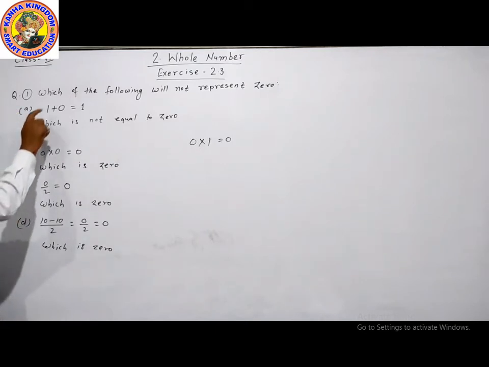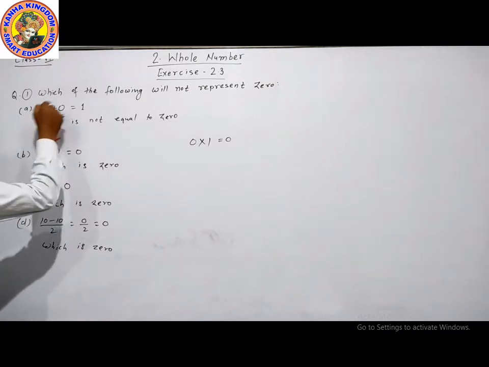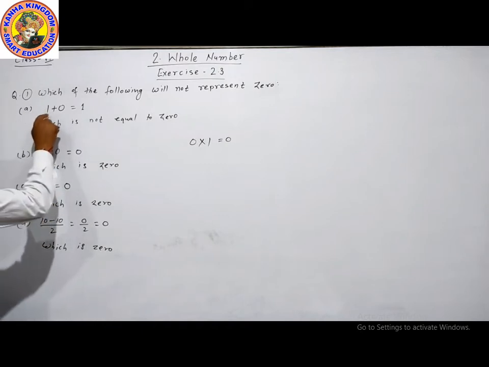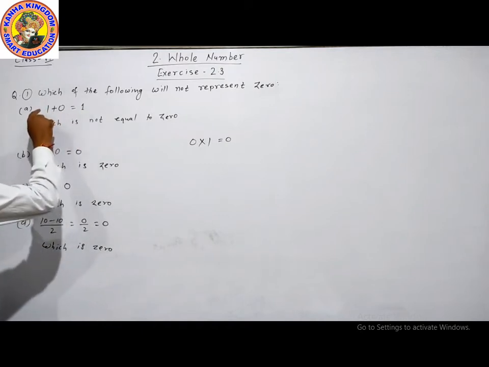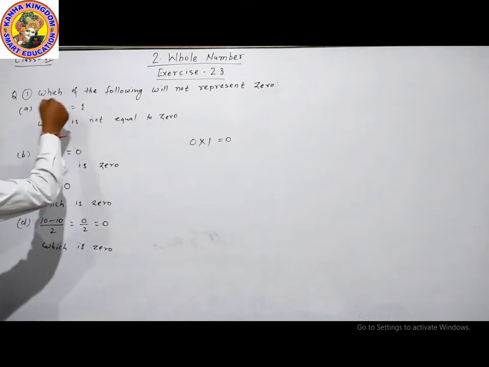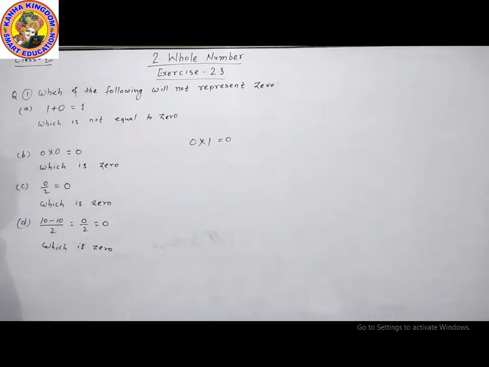A. 1 plus 0 is equal to 1. When any number is added to 0, it gives the same number as the answer. If we add 1, the answer is 1. We add 10, the answer is 10. We add 15, the answer is 15.